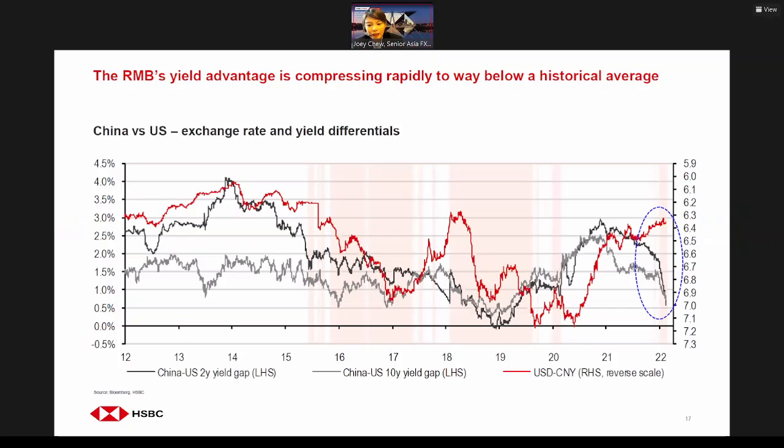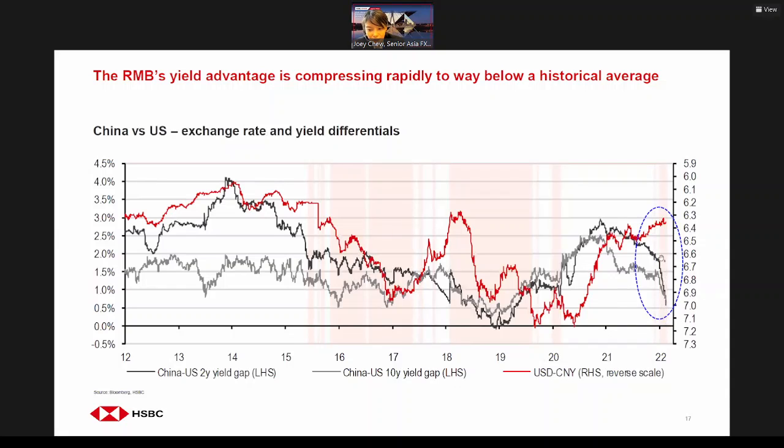Since I think we still have a bit of time, maybe we quickly go into RMB. So RMB has been very, very strong, not just compared to the rest of the Asian currencies, but also compared to its interest rate differential. This gray line and black line here is the interest rate advantage of China versus the US. You can see it's rapidly fallen in the last couple of months or so.